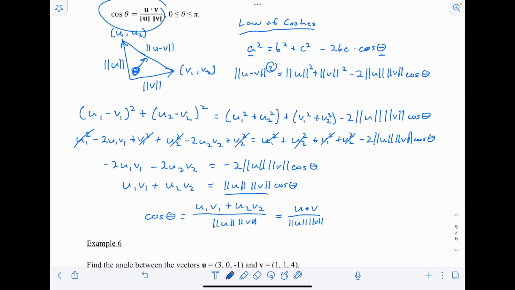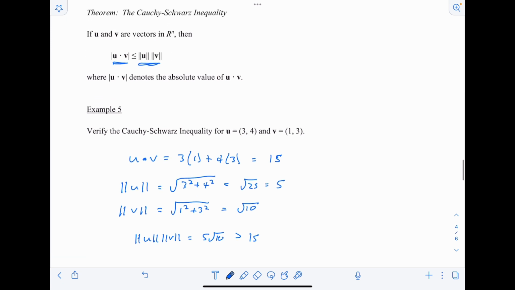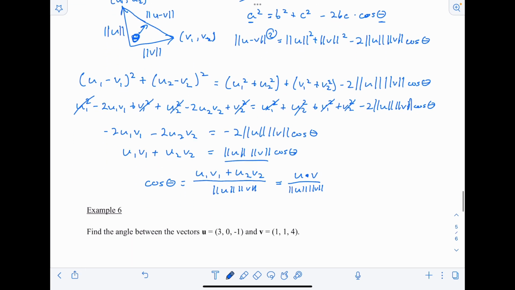So how does this connect to the Cauchy-Schwarz inequality? So remember, the Cauchy-Schwarz inequality says that the dot product of uv has to be less than or equal to the product of the magnitudes. Which means that in this equation now that we have, cosine theta equals this, basically it's saying that this has to be smaller than the denominator.